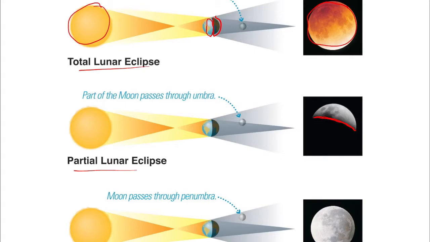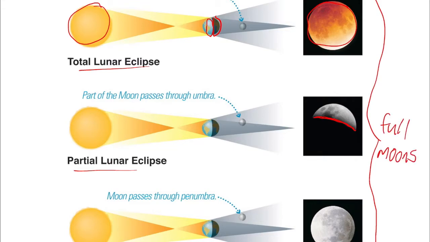And then finally, the least dramatic of all the lunar eclipses, a penumbral lunar eclipse, is where the moon passes through the penumbra, which really means it's just slightly fainter than usual. It's a paler full moon. And what do all of these have in common? They're all full moons. Why is that? Why is there that rule? Well, of course there's that rule.